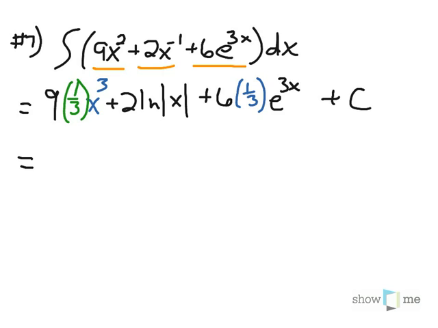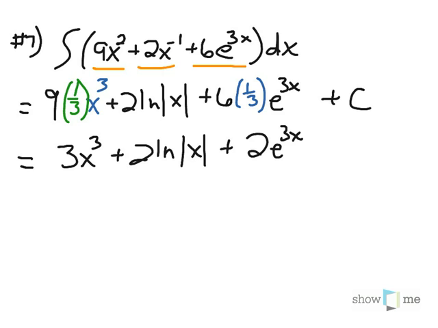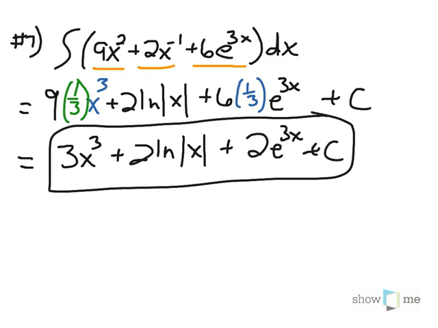Simplifying this, 9 times a third, you get 3. Second term doesn't change. Third term, 6 times a third is 2. So here we go. That's what we get for number 7.